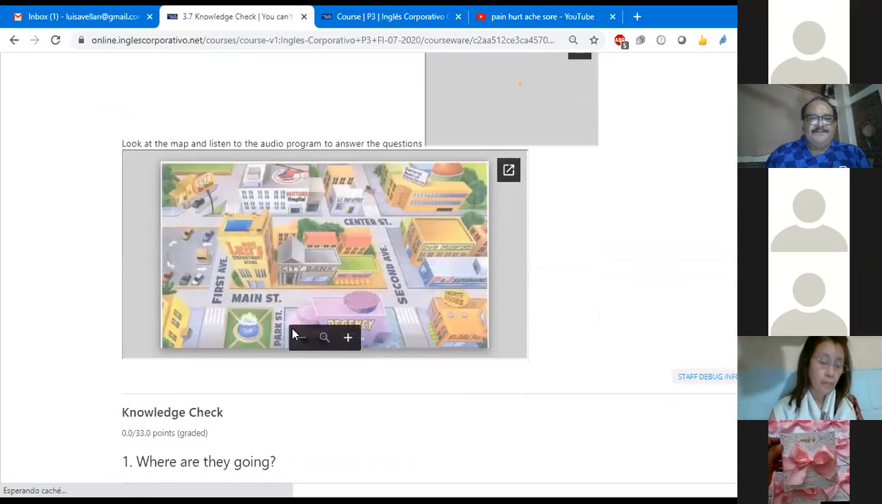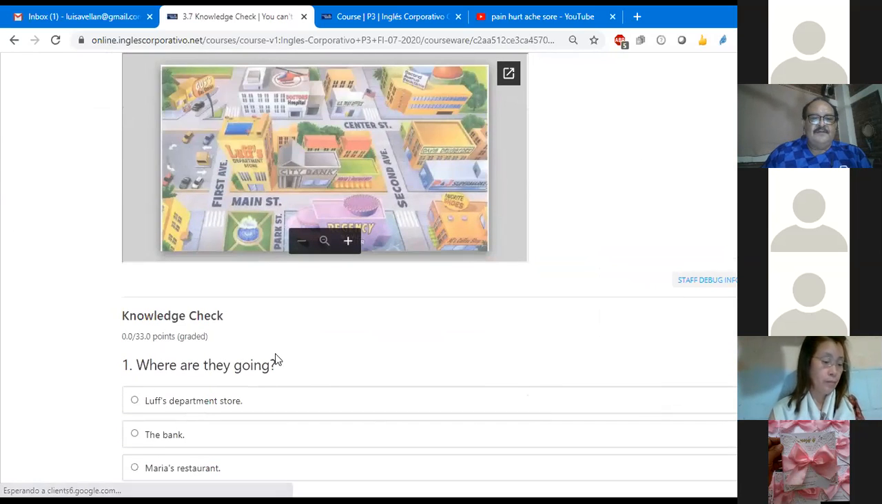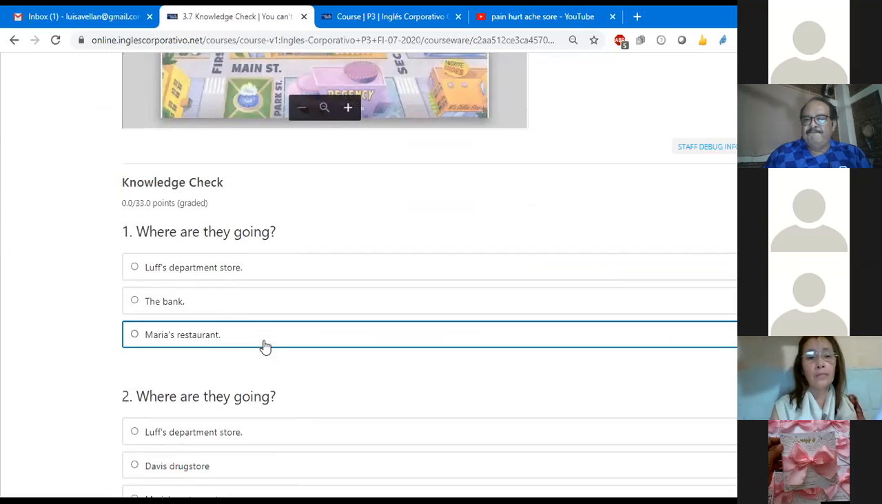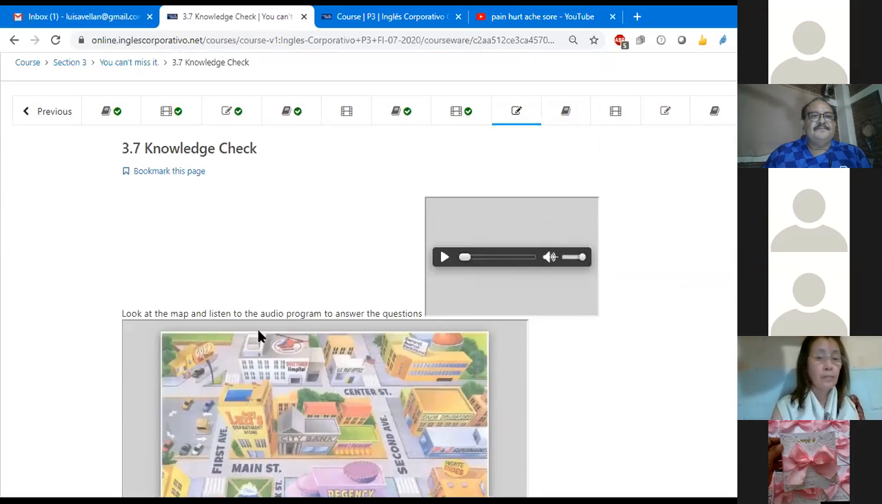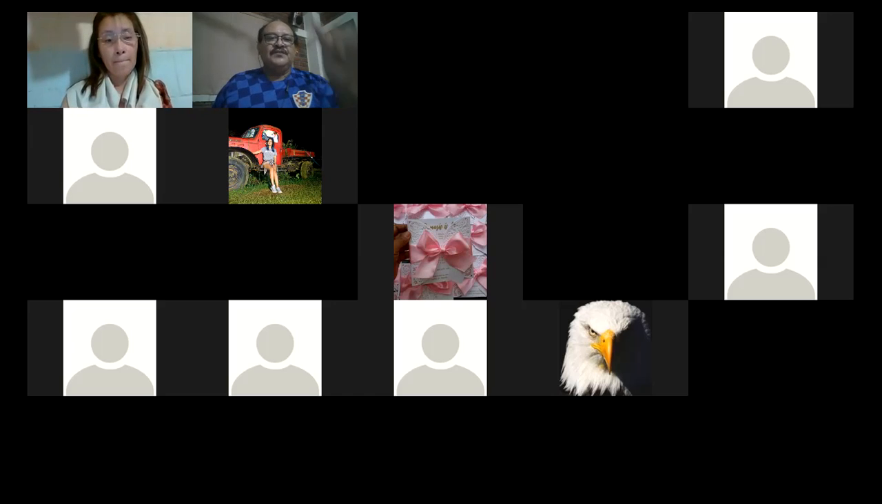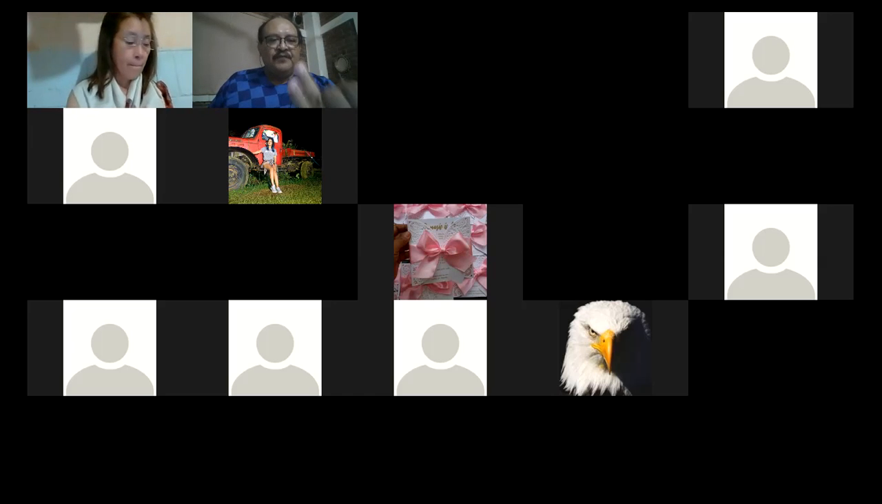Here we have a map. Okay, where are they going? That would be it. So, questions for the moment? No questions. Just practice the prepositions: on, across from, between, and next to.